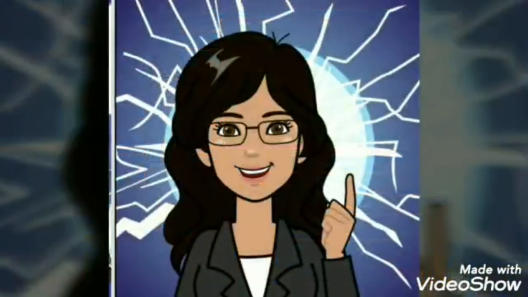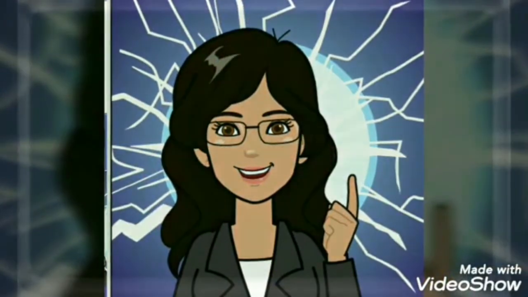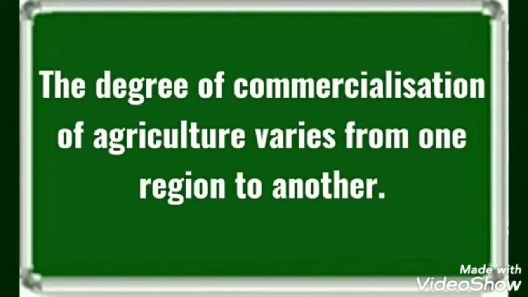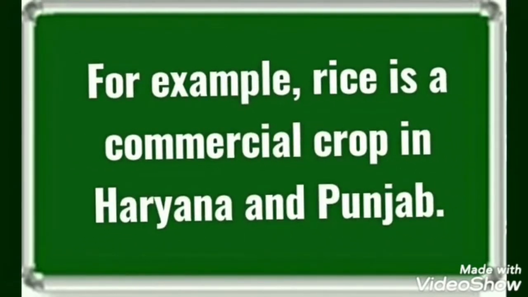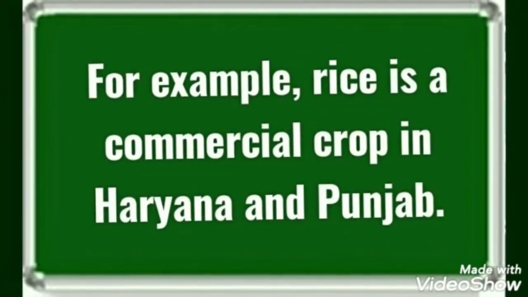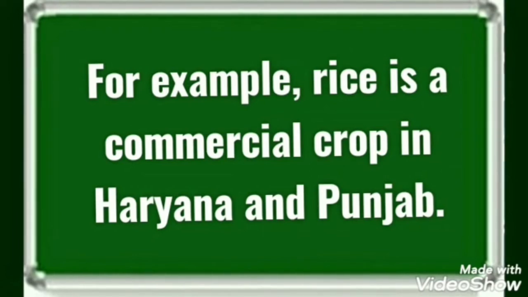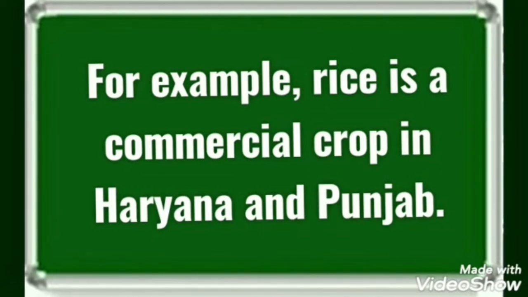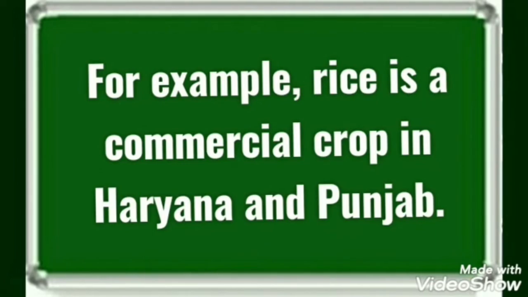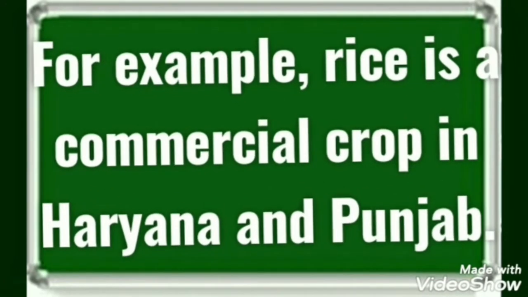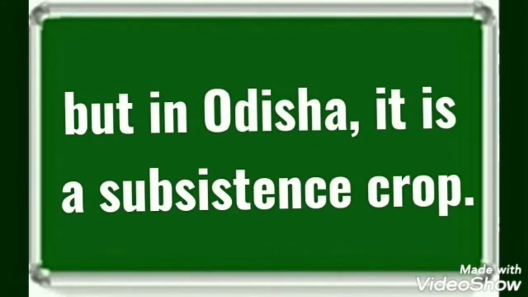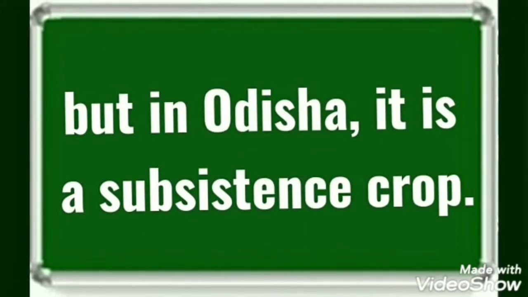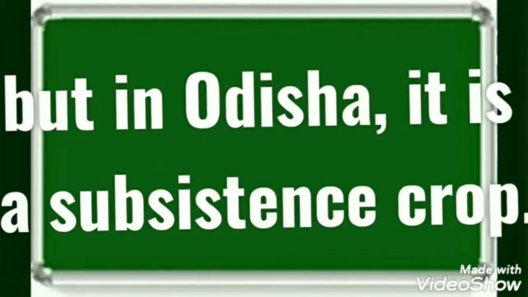Here I would like you to remember one point that is very important, that the degree of commercialization varies from one region to another. For example, rice is a commercial crop in Haryana and Punjab. It means that it is grown on a large scale for the purpose to sell in the market. But in Odisha, it is a subsistence crop. It means that it is mainly grown for the use of farmers and their family members.